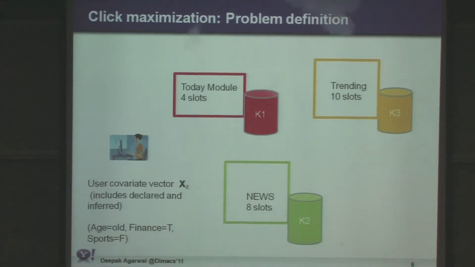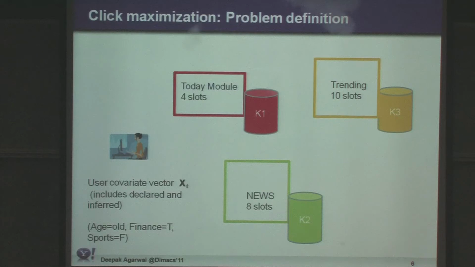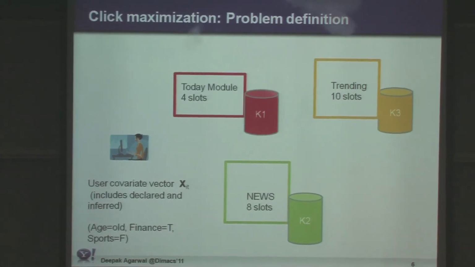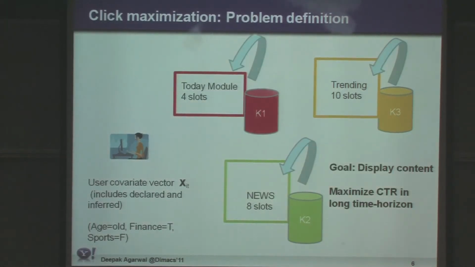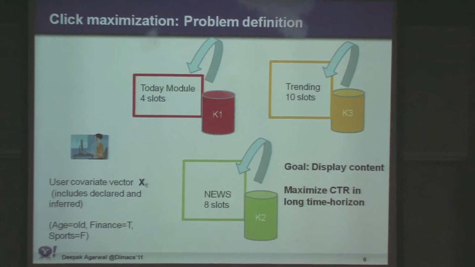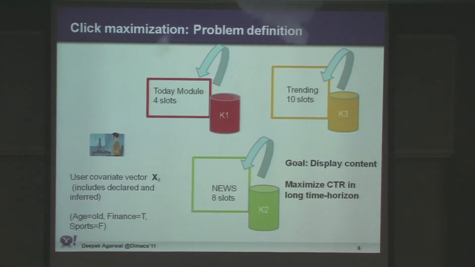Trending now again may have K3, a pool of K3, and you have to select the best 10 queries for you, and so on in the news article. Right? So this is the abstract problem, and again the goal is to show these things over and over again, a large number of times. Muthu was talking about billions of transactions. We don't have billions on the front page, but it's not very small, right? So at the end of the day, you want to do this process over and over again and maximize the click rate over a long time horizon, right?